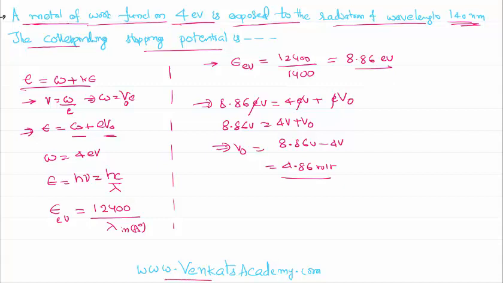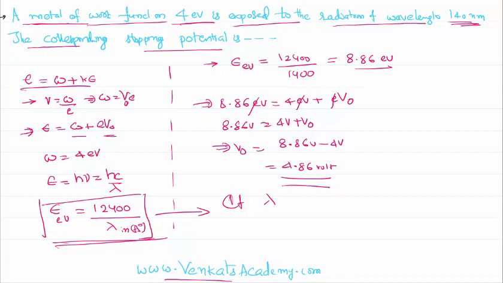That means if you apply a reverse potential of 4.86 volt in the given scenario, though the electron gets released, it's not capable of reaching from cathode to anode. That's how we need to solve the problem, where we can use this simple equation to make the calculation a little easier. To remind you, if lambda is in angstrom, you can get the energy in electron volt by using this formula from hc by lambda as 12,400 by lambda in angstrom.